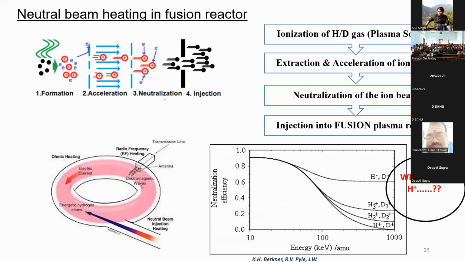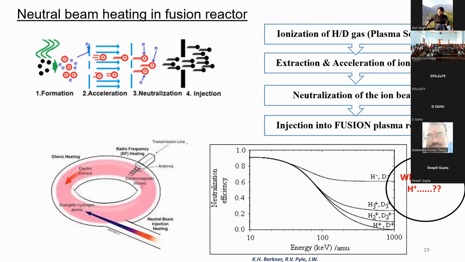Now what you see about the neutralization efficiency is that compared to H plus, the neutralization efficiency of H minus is much higher, as you can see. So what you will do is, first you make a plasma, like here we make negative ions, H minus. Then with some accelerator system, there are electrodes there, you can accelerate it to very high energy, pass it through a neutralizer, it becomes a high energetic neutral beam, and that can go to the fusion reactor and it can produce that.